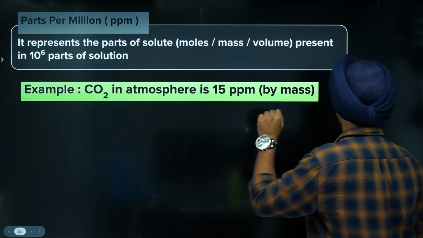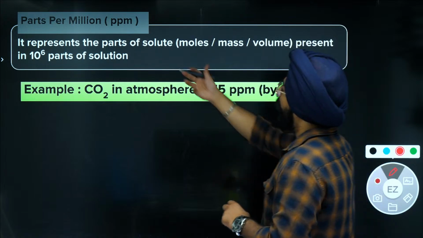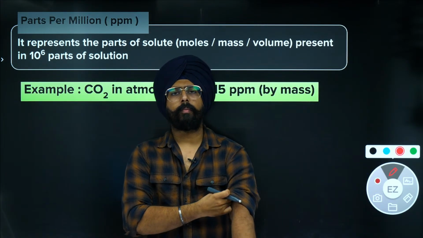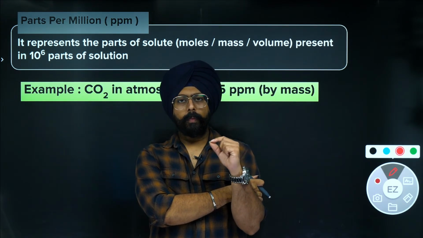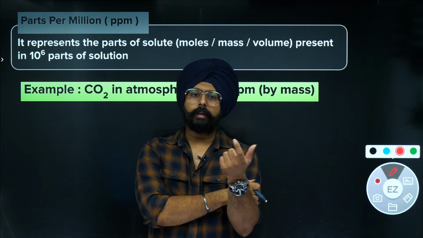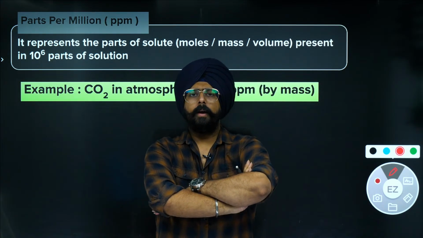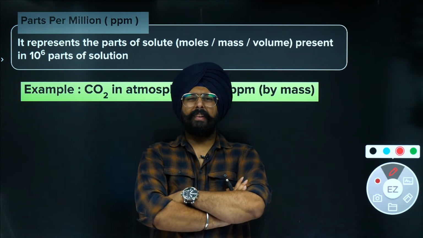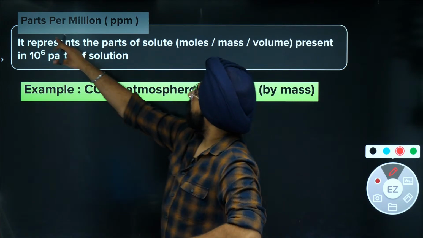Now let's come to parts per million. When do we use parts per million? Parts per million is used when the concentration of something is very, very minuscule, very small. For example, the amount of carbon dioxide in the atmosphere can be written in parts per million, which is the example we've taken over here. Parts per million is for things that you don't need a lot of.